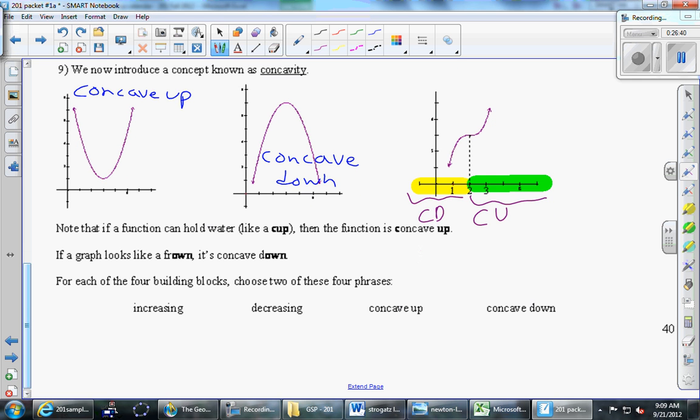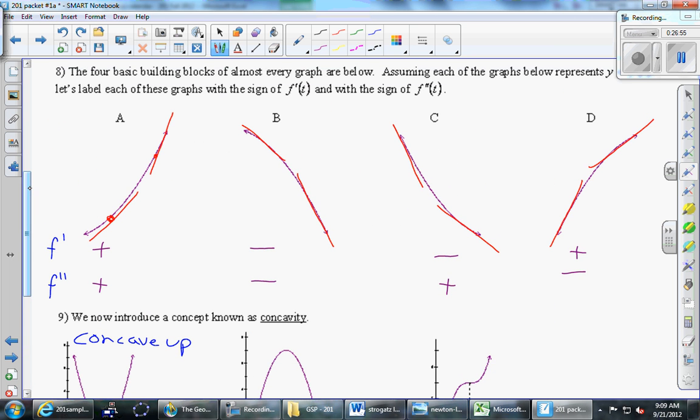So last sentence here, for each of the four building blocks, the four graphs that are just above, I would like you to choose two of these four phrases. Every graph up there is either increasing or decreasing. Every graph up there is either concave up or concave down. So can you guys just write? And we can abbreviate stuff. So for example, this one right here, the first graph, is it increasing or decreasing? It's increasing and concave up. So I'm just going to abbreviate. So try the other three and double check with your neighbors.